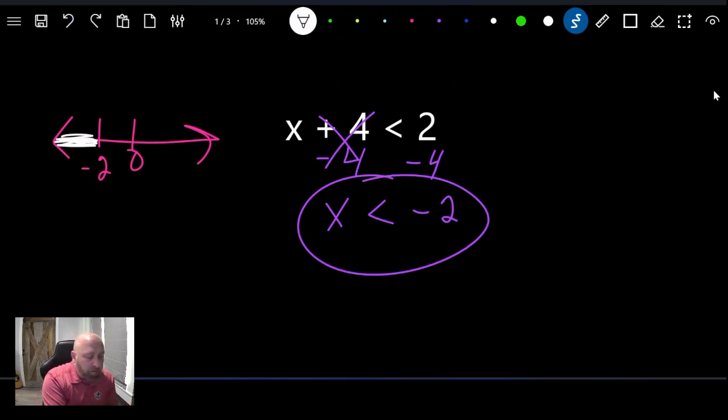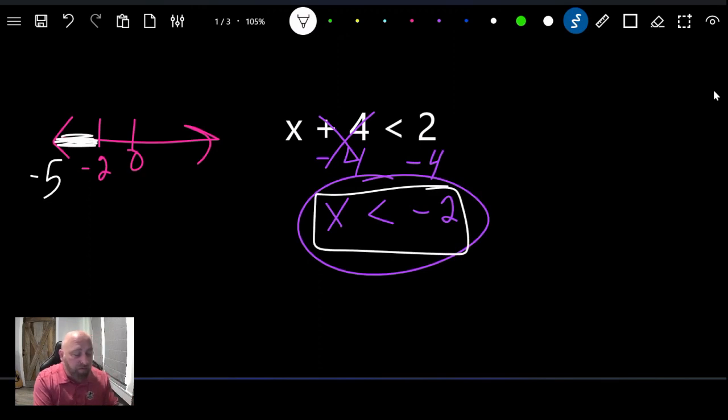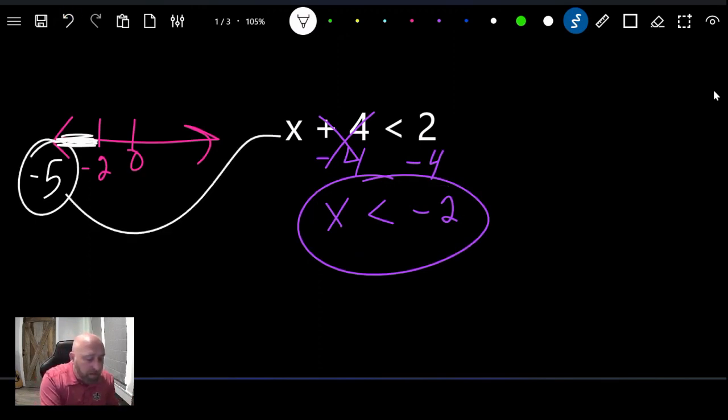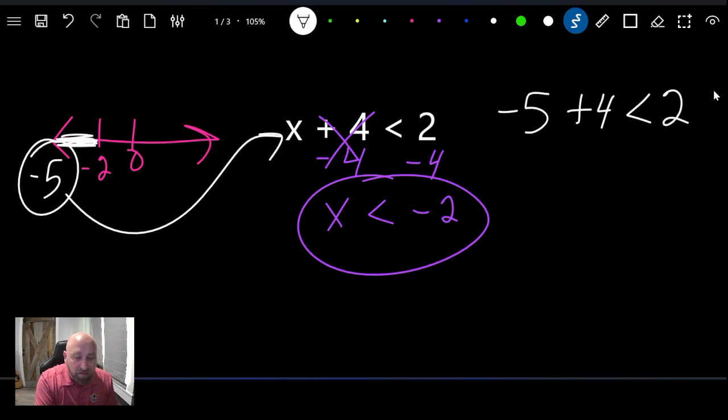So we would try something. Well, what's a number that's over here? Well, negative 5 is a number that's over here on this side. So let's try negative 5 and see if it works. Let's test our theory right here. So we're going to plug negative 5 in for our x. So negative 5 plus 4 is less than 2. Let's make sure that that works.